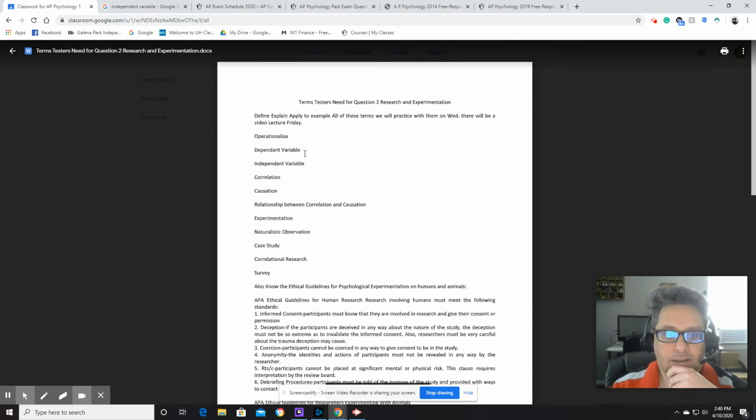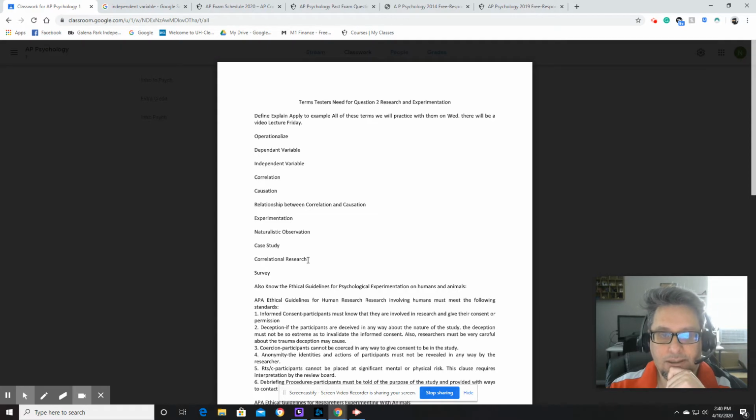So this worksheet here will give you all the main terms that they are likely to use on question 2. And I'm going to show you a couple of the old question 2s and show you why these terms are the ones you really need to know. So make sure that you go in, you explain, you apply to examples, and you write down the definition in your own words of all of these.